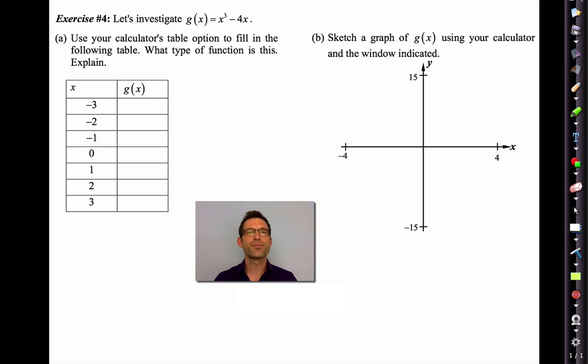A cubic. Let's investigate g of x equals x cubed minus 4x. We're going to be looking at cubics quite a bit later on in the course, but let's take a look at this one. Letter A says use your calculator's table option to fill in the following table. What type of function is this? Explain. All right, pause the video now, put that in y1, and fill out that table of values.